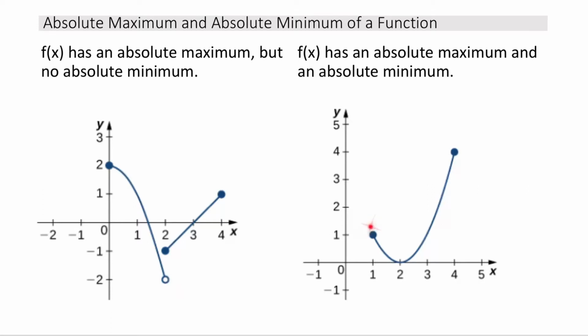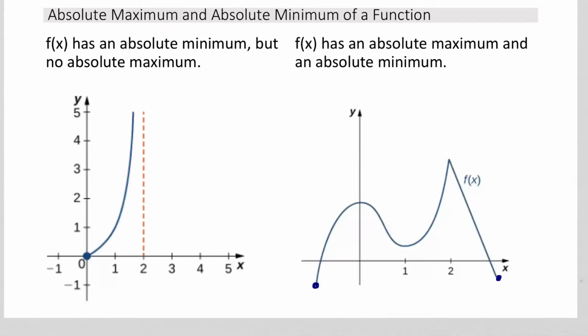Now I look at this graph here. This is also over a closed interval, but I can see that this one does have an absolute maximum, and this value right here, this 0.20, is the absolute minimum value of this graph. So this graph has both an absolute maximum and an absolute minimum.